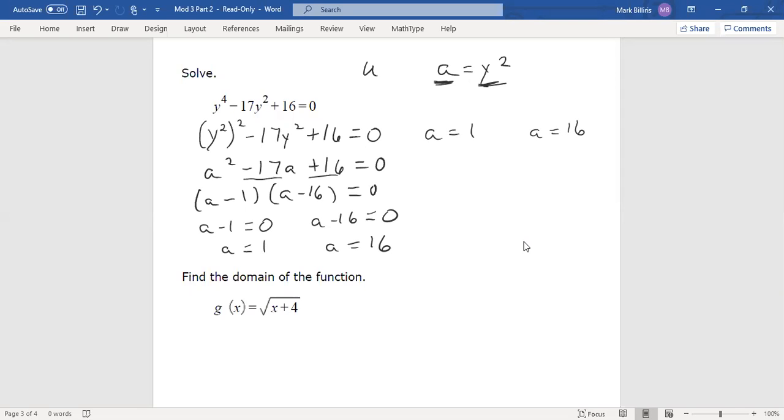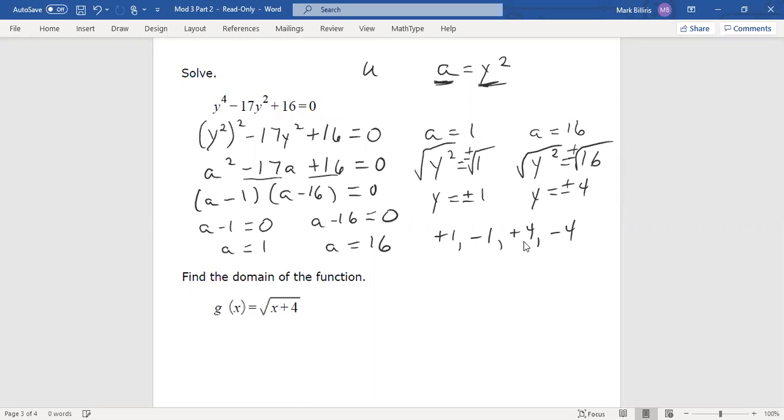So if I put y squared back in place of the a, I can now solve using the square root principle. Keeping in mind, when I take the square root, I have two answers. So y equals positive and negative 1. And for the second one, when I take the square root, again, two answers, positive and negative. The square root of 16 is 4. So I have positive and negative 4. So I had 4 answers.